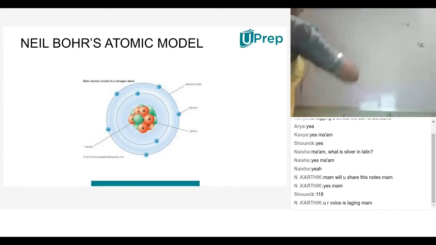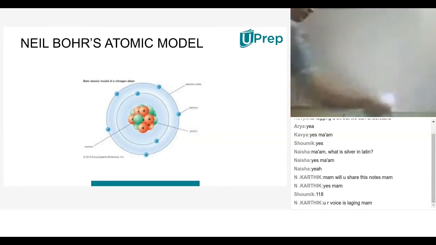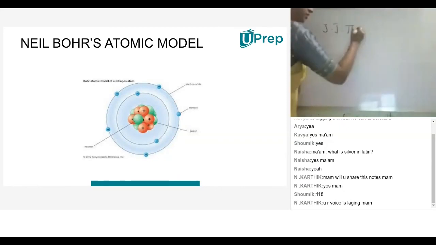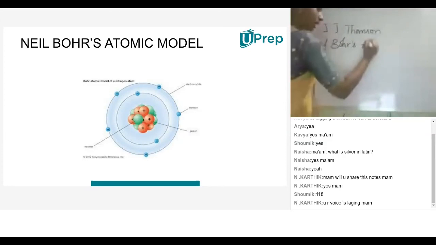So now we are going to learn about the atomic model given by Niels Bohr. All the scientists like J.J. Thomson also, after the discovery of the electron, wanted to give a model, but he failed to give the atomic model. So Niels Bohr was the right person to give the atomic structure of subatomic particles.